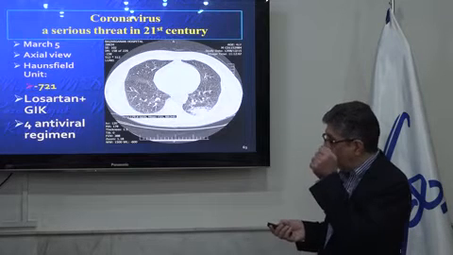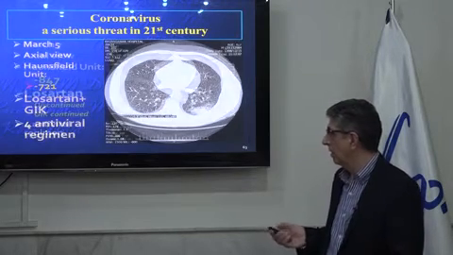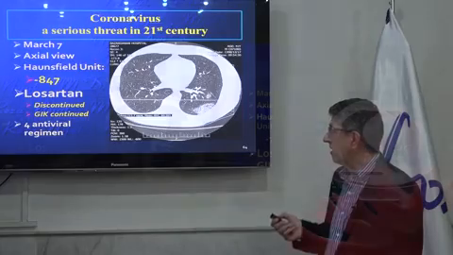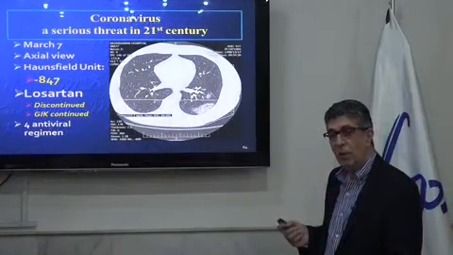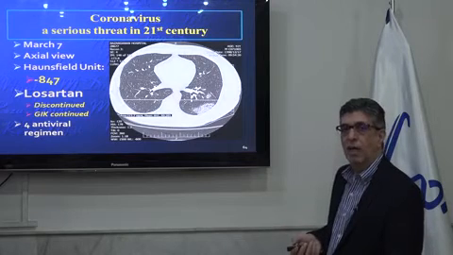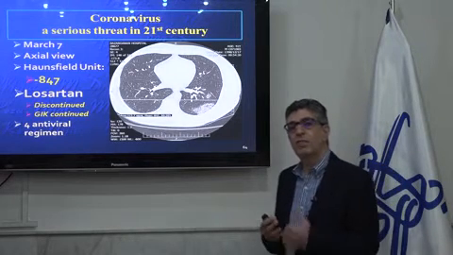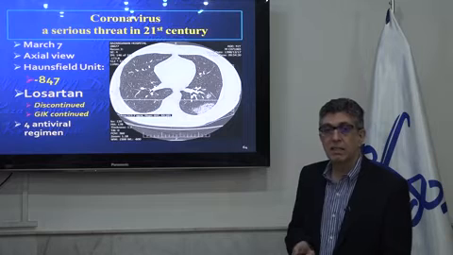Let's see what happened. After 2 days of losartan and GIK in association with the 4 antiviral drug regimen, we reached this CT scan, at exactly the same level. On March 7th, you can find the Hounsfield unit is minus 847. It is going toward minus 1000. It shows that the aerated alveoli have increased, and infiltration of immune system cells and edema of the lung tissue have decreased.